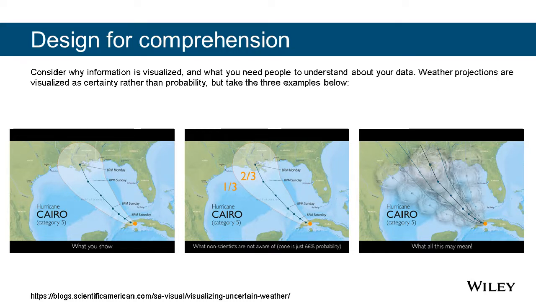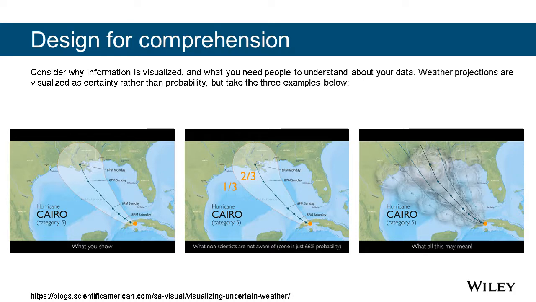But as we can see in the middle graphic, the cone itself is only 66% accurate, and the non-scientist audience is unaware of this. And that means that the people living on either side of this cone don't know that there's a 33% chance that they might experience the hurricane as well.